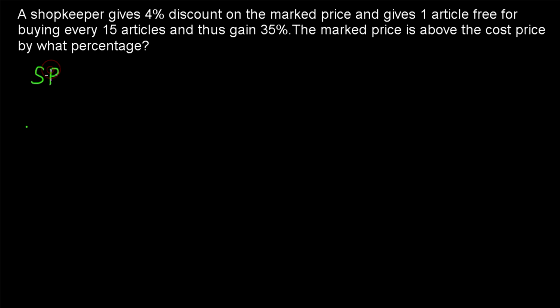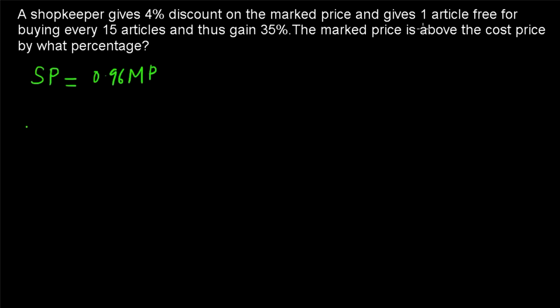Actually, the shopkeeper is giving, what is the selling price? Selling price will be equal to 96% of the marked price because he is giving a 4% discount. Let MP be the marked price and SP the selling price. Selling price is equal to 96% of the marked price, or SP is equal to 0.96 MP.